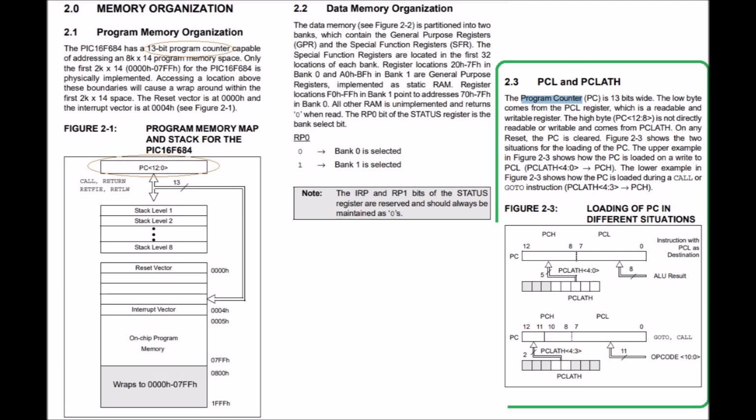Incrementing. After fetching an instruction, the program counter automatically increments to point to the next instruction in sequence. Branching and jumping. The program counter can be modified directly as a result of program control instructions such as goto, call, return, and various conditional branch instructions. This allows for branching and jumping to different parts of the program.